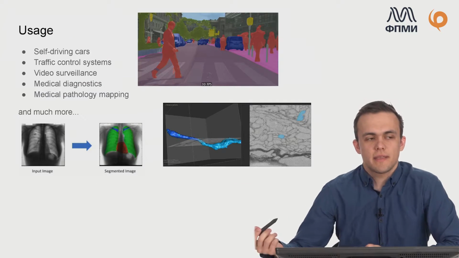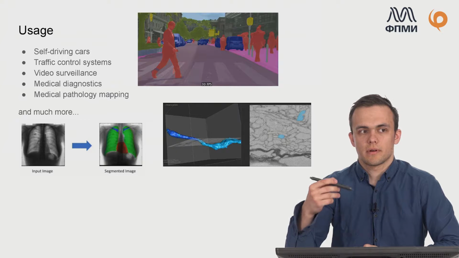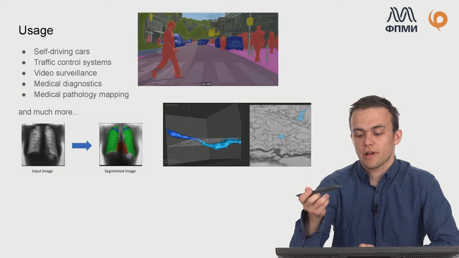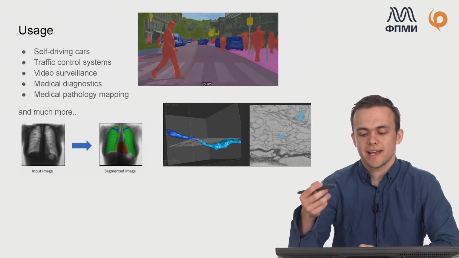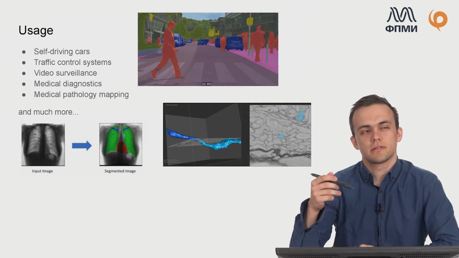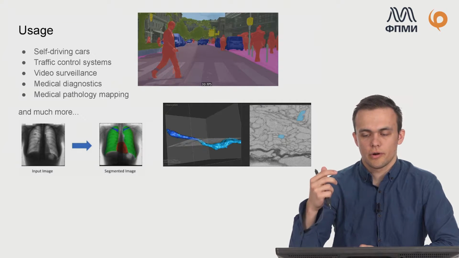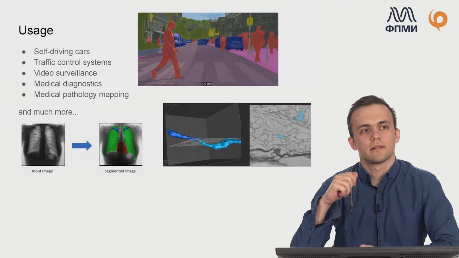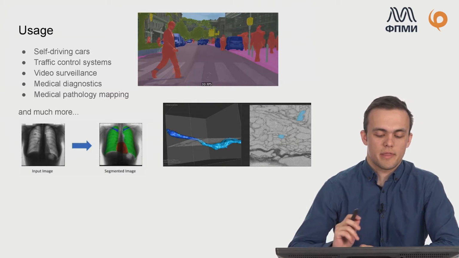So let's just think about how we can use such an algorithm that can predict a pixel class for every pixel of our image. For example, we can use this for self-driving cars when we want a camera from a car to detect where are the other vehicles and where are pedestrians. We probably want to use this for traffic control systems, so some camera will record the traffic conditions. And for video surveillance.